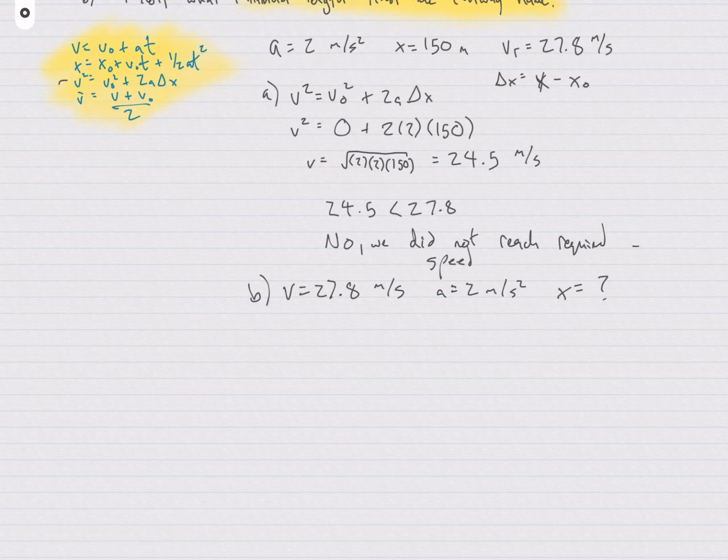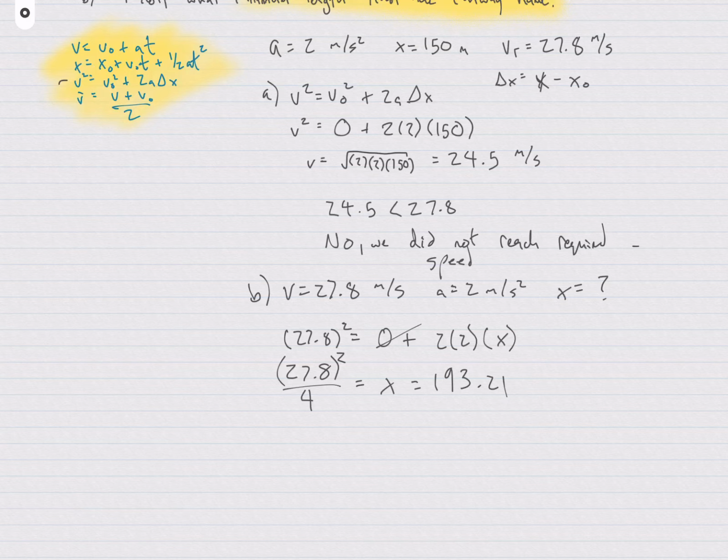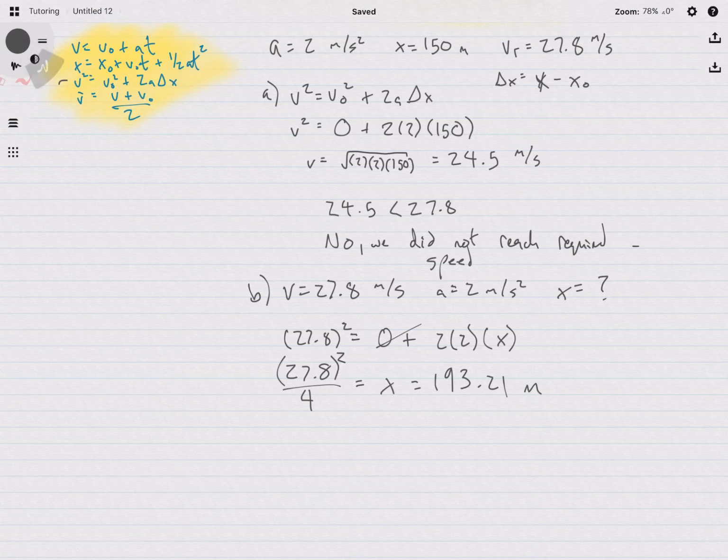So if we use the same equation, we can say 27.8 squared. Remember, initial velocity is going to be 0 again. So 0 plus 2 times 2 times x. So 27.8 squared equals 4x. So this will be divided by 4, since 2 times 2 equals 4, and I'm dividing on both sides. So we get 27.8 squared divided by 4, which is 193.21. And that would be the answer.